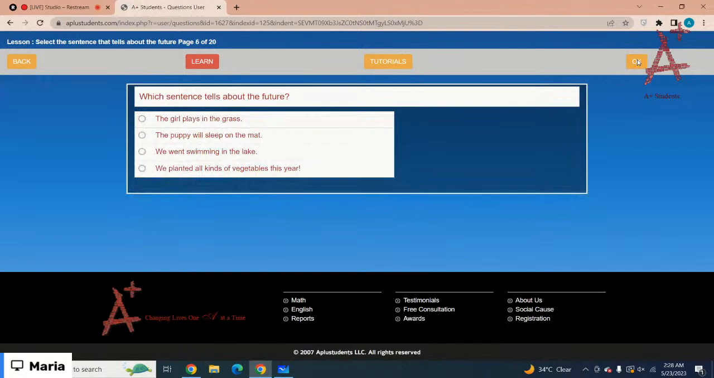Which sentence tells about the future? The girl plays in the grass. The puppy will sleep on the mat. We went swimming in the lake. We planted all kinds of vegetables this year. So which is the correct option? The puppy will sleep on the mat. Option number 2 is the correct option, the one with the word will.